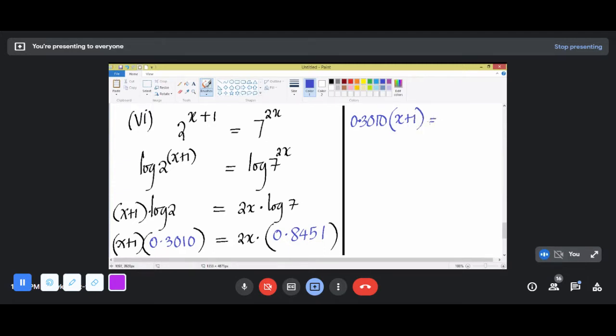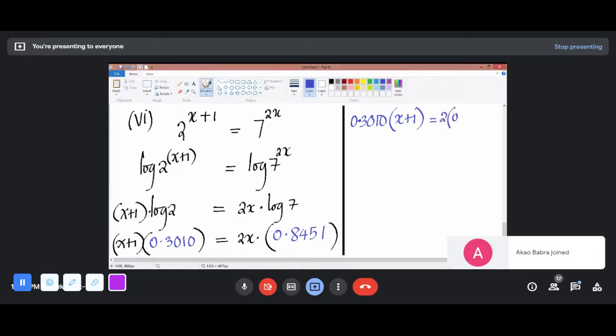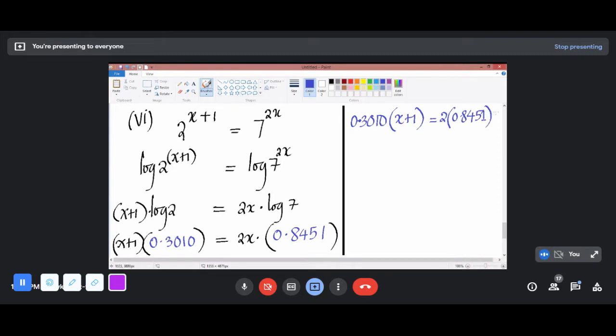Then that is equal to 2 into 0.8451, multiplying the x. So when this opens up, this will be 0.3010x plus 0.3010, equal to that times 2, open 2 times 0.8451, you get 1.6902x.